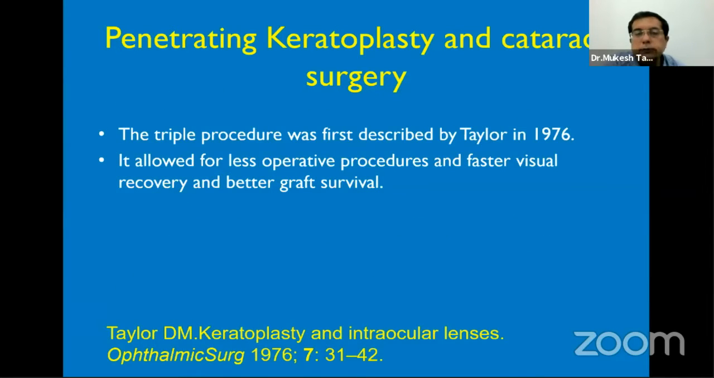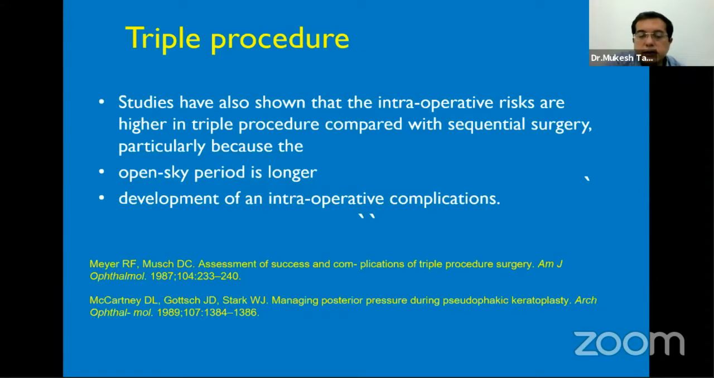Talking about the triple procedure, it was first described by Taylor way back in 1976. The advantages are obvious in the sense that you do one surgery and there is a faster visual recovery. However, there are intraoperative concerns, because you're doing a surgery in an open sky environment, so the risk is much more. Many a times you will have a very significant upthrust, and it's not easy to do an ECCE in this situation. Personally speaking, over the past 20 years of my corneal surgery experience, I have had 2 expulsive hemorrhages in PK.